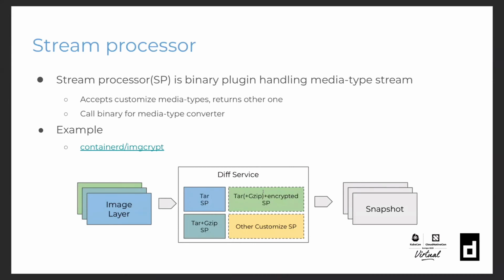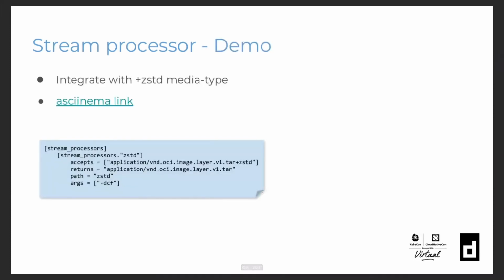The first adoption is ImageCrypt. It is a sub-project of Kubernetes. It is used to encrypt the image data. I also bring a demo with this standard media type. Look at this configuration. It tells Kubernetes: when you see this kind of media type, please call the standard with the argument to get the tar stream. So let's check out the demo.